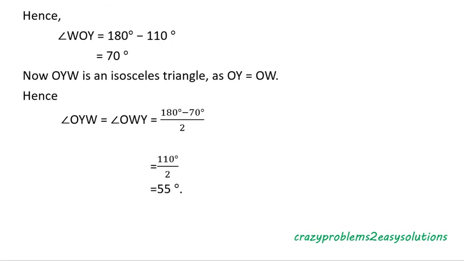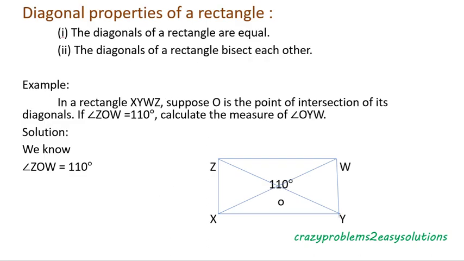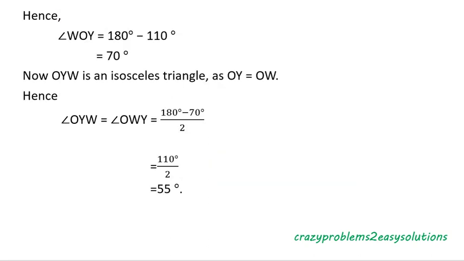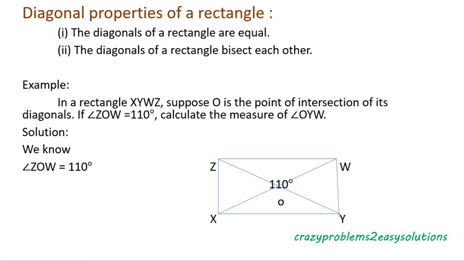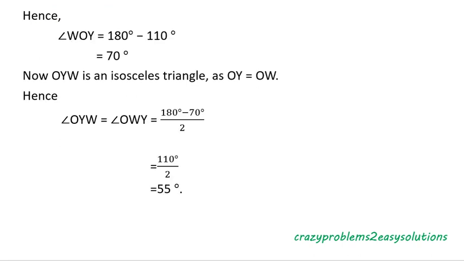Hence, angle WOY equals 180 minus 110, because the angles are supplementary and the sum of supplementary angles equals 180. So we write WOY equals 180 minus 110. The remaining answer is 70.